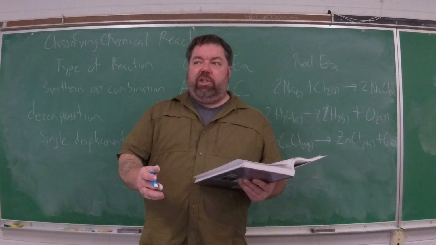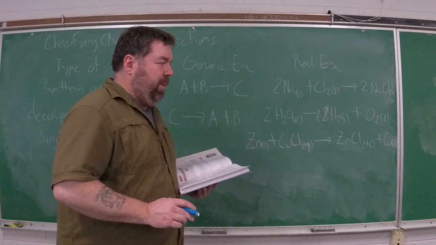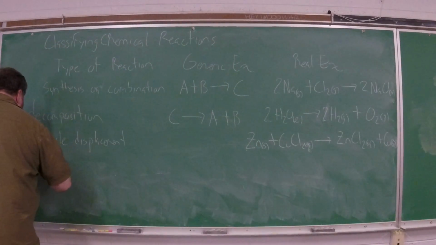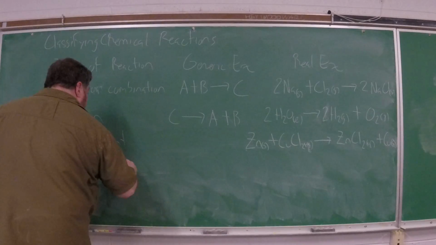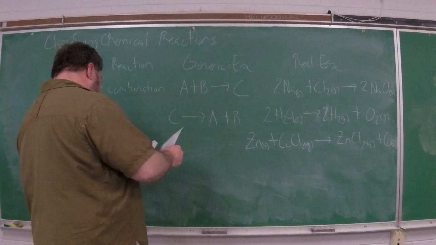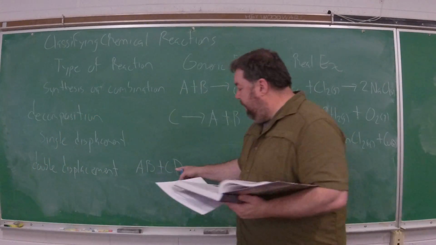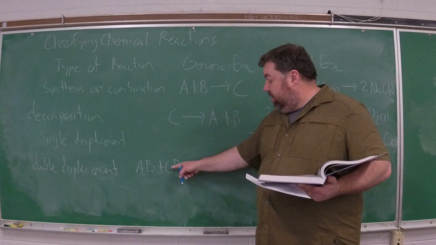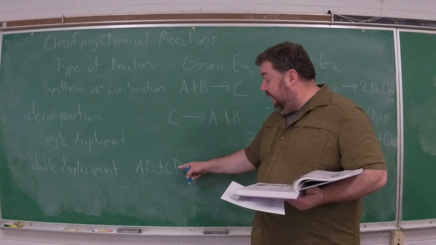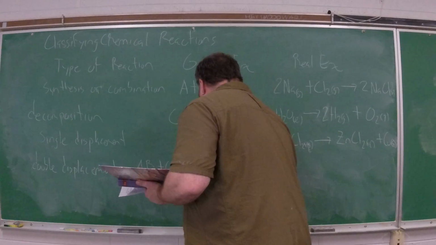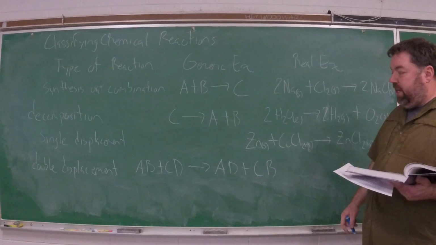A precipitation reaction is double displacement. Most acid-base neutralization reactions would also be double displacement. AB plus CD. So A is going to go with D, C is going to go with B. And we're going to get AD plus CB. Like I said, that'd be a precipitation reaction.